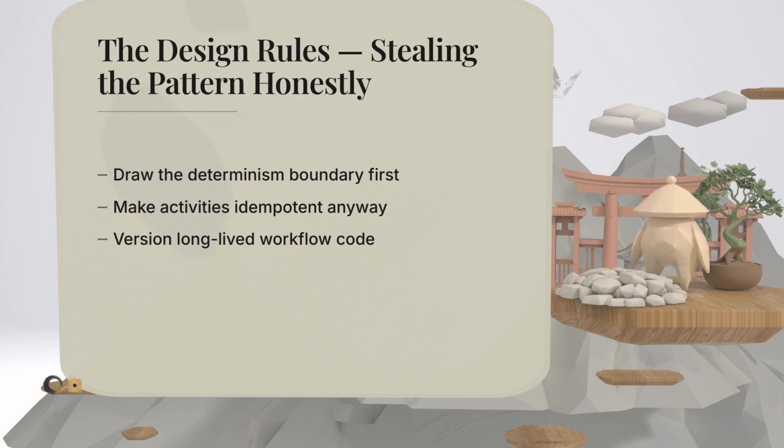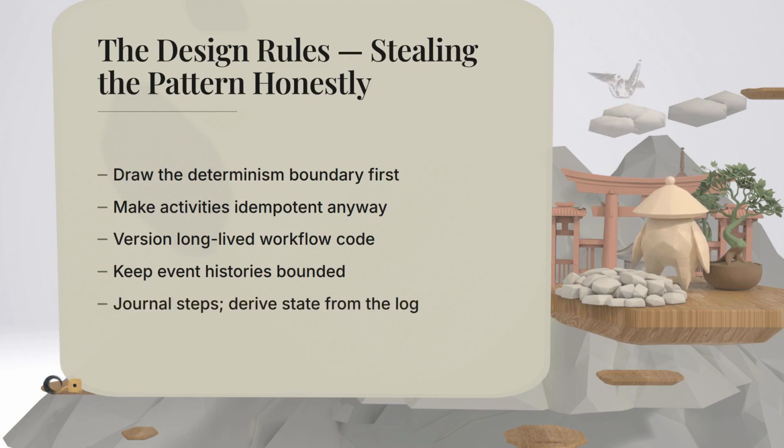3. Treat workflow code as versioned, long-lived state. A workflow sleeping for 90 days will wake up in the future, and its replay must run against code compatible with the history that was written. Plan your versioning story on day 1, not during the incident. 4. Keep histories bounded. A workflow that loops forever writes a diary that grows forever. Split long lives into chained executions.